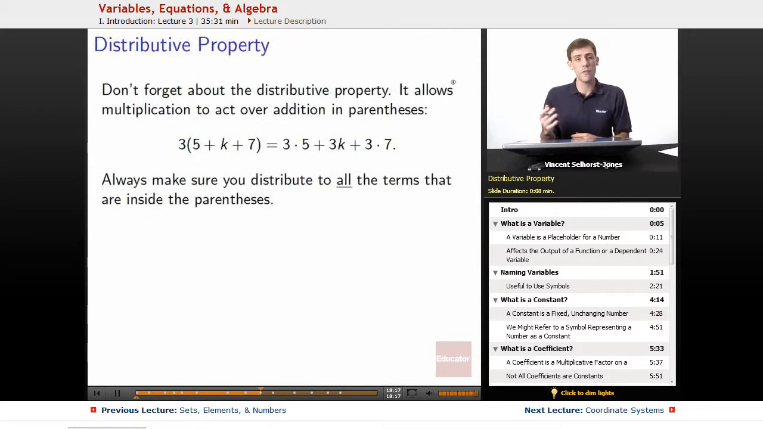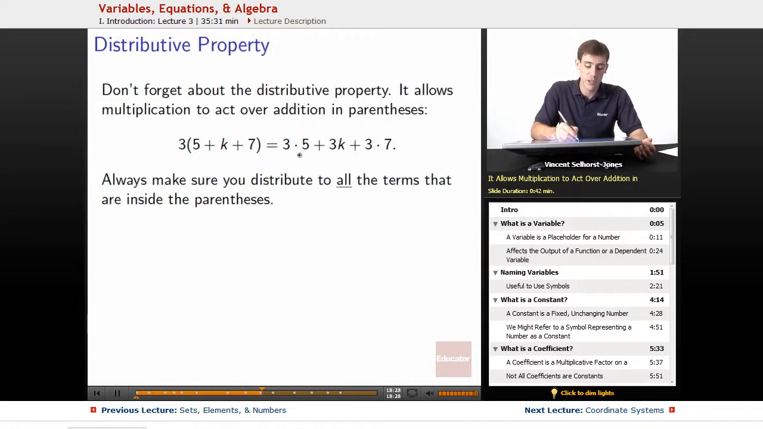Distributive property. We don't want to forget about the distributive property. It allows multiplication to act over addition when it's inside of parentheses. So if we have 3 times the quantity 5 plus k plus 7, end quantity, then that's equal to 3 times the first guy, 5, plus 3 times the second guy, k, plus 3 times the third guy, 7. So 3 times 5 plus 3 times k plus 3 times 7.